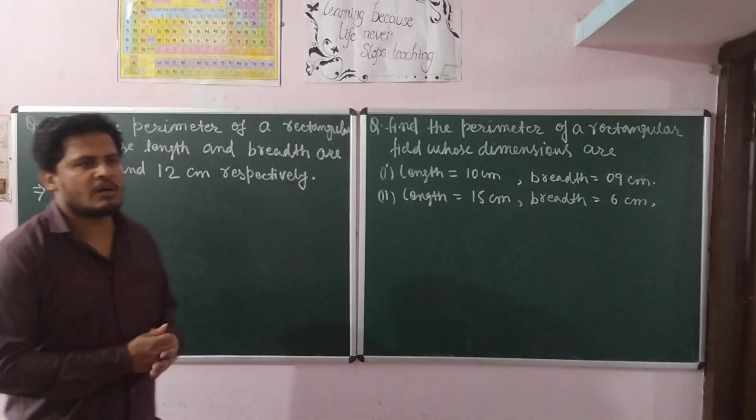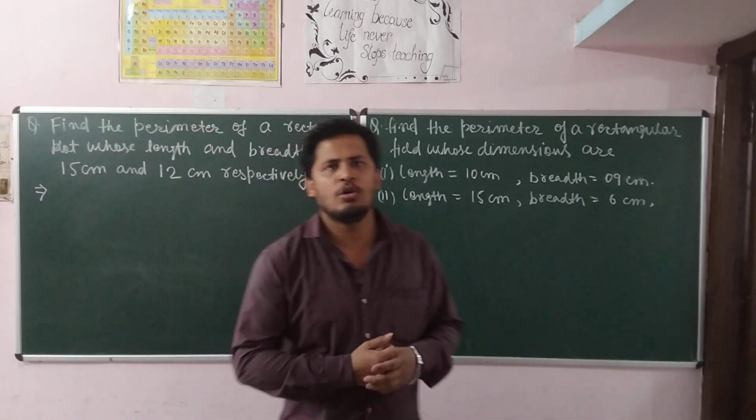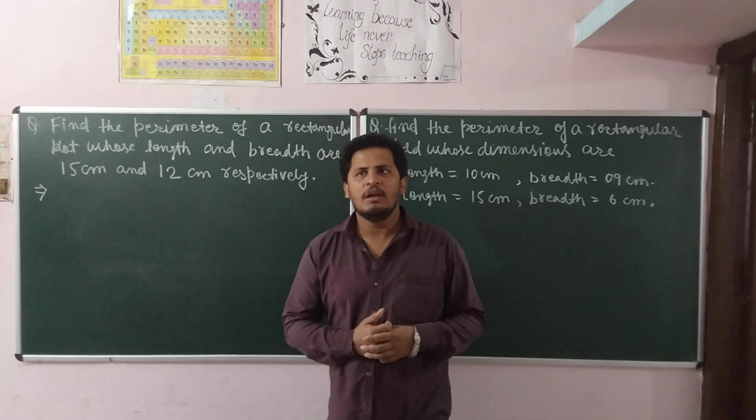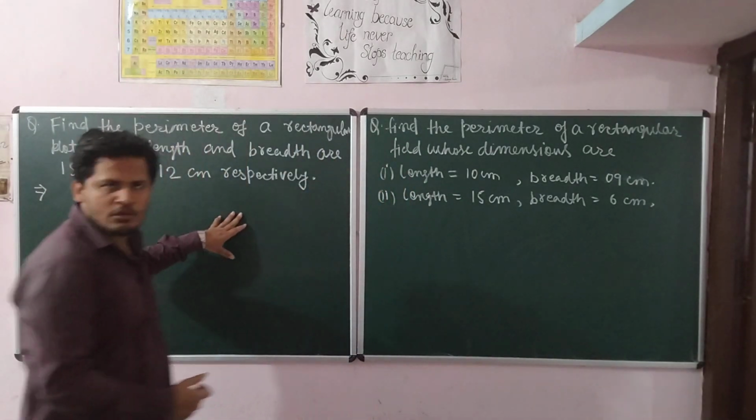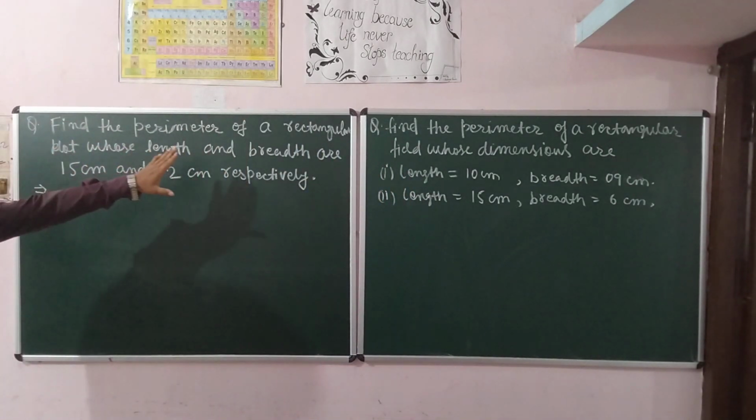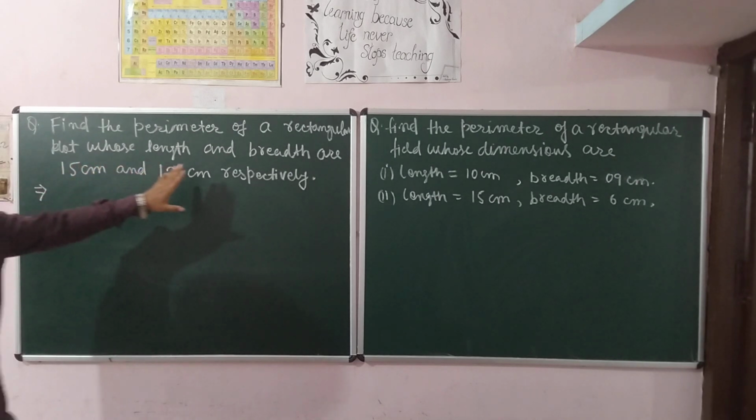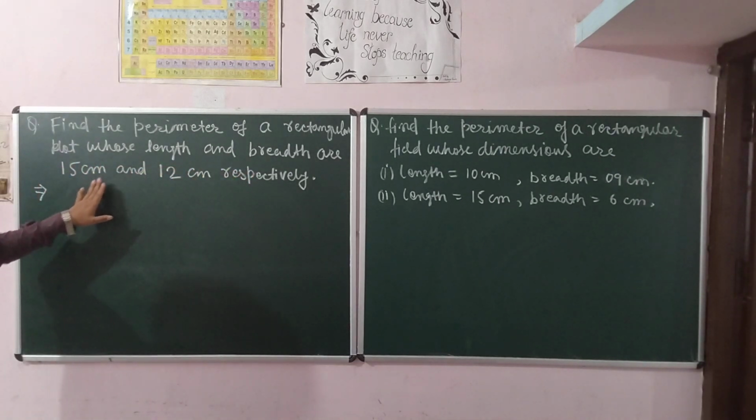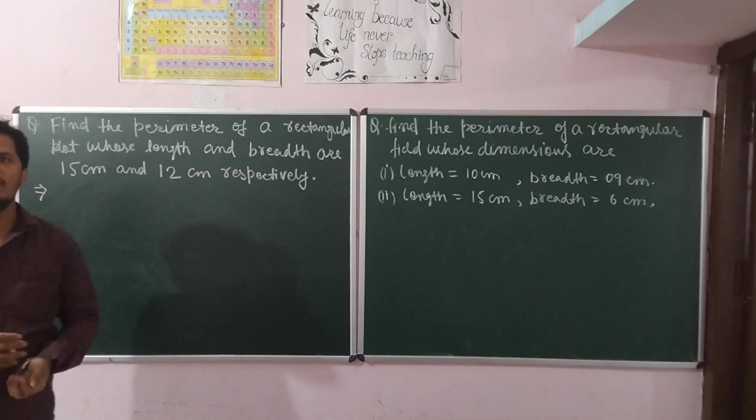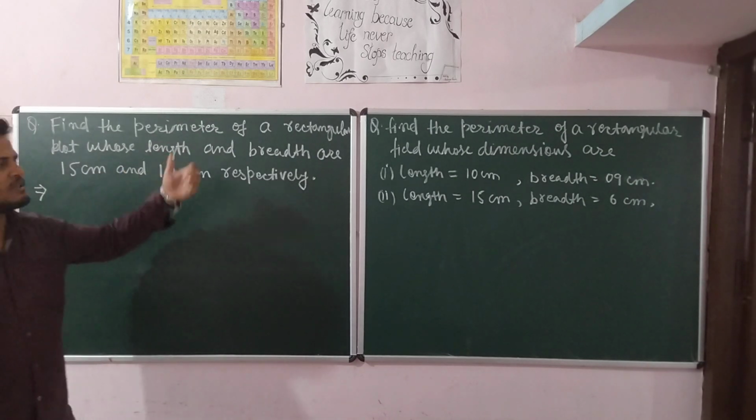We will solve some conceptual questions related to your Essay 2 portion. Okay, so first of all, our first question is: find the perimeter of a rectangular plot whose length and breadth are 15 centimeter and 12 centimeter respectively. How do we solve this type of question?